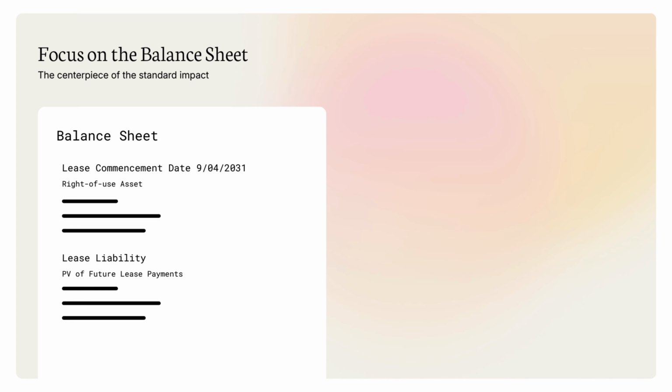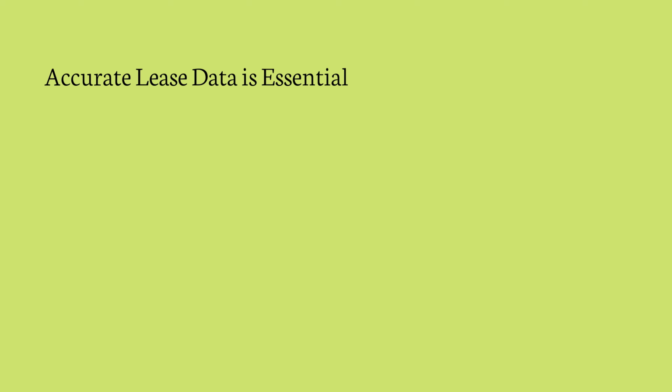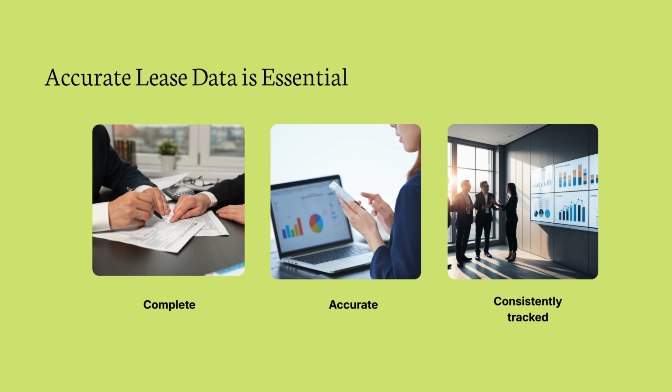One of the most important changes under ASC 842 is balance sheet recognition. At the lease commencement date, companies record a right-of-use asset and a lease liability measured as the present value of future lease payments. This applies to both operating leases and finance leases, even though the income statement treatment differs. For accounting teams, this means lease data must be complete, accurate, and consistently measured across the portfolio.